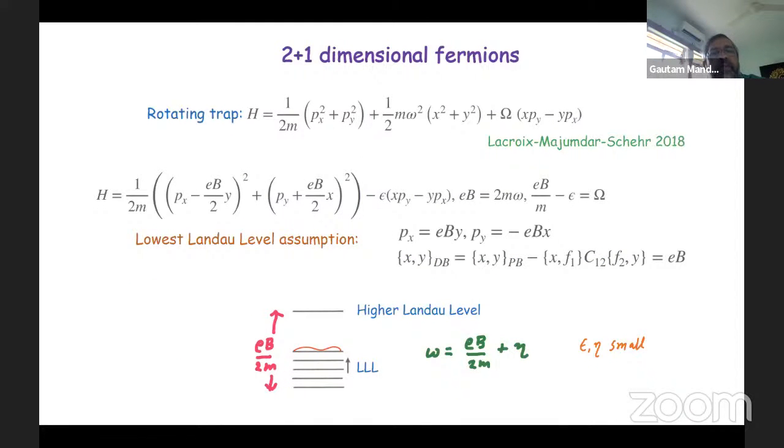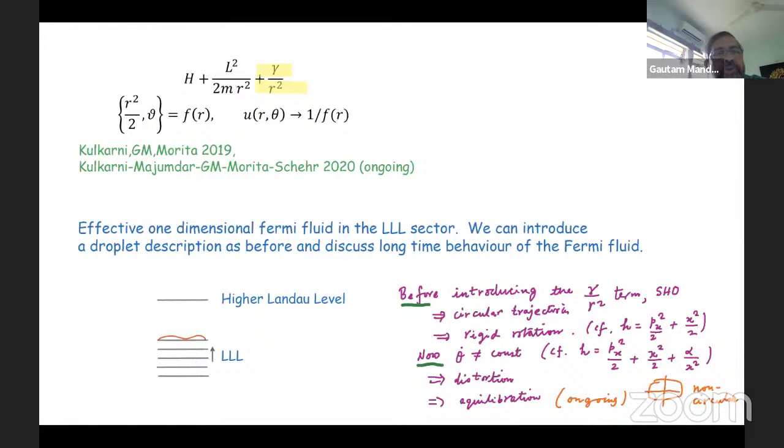Okay, so now we have been able to generalize this to 2 plus 1 dimensional fermions by using the fact that Landau level fermions effectively become like 1 dimensional. And okay, I don't have time to discuss this. So this is some ongoing work with Manas Kulkarni. Takeshi Morita is a string theorist, and Manas Kulkarni, Satya Majumdar, and Gregory Sher are condensed matter people, and hopefully we will be done in another 1 or 2 months.